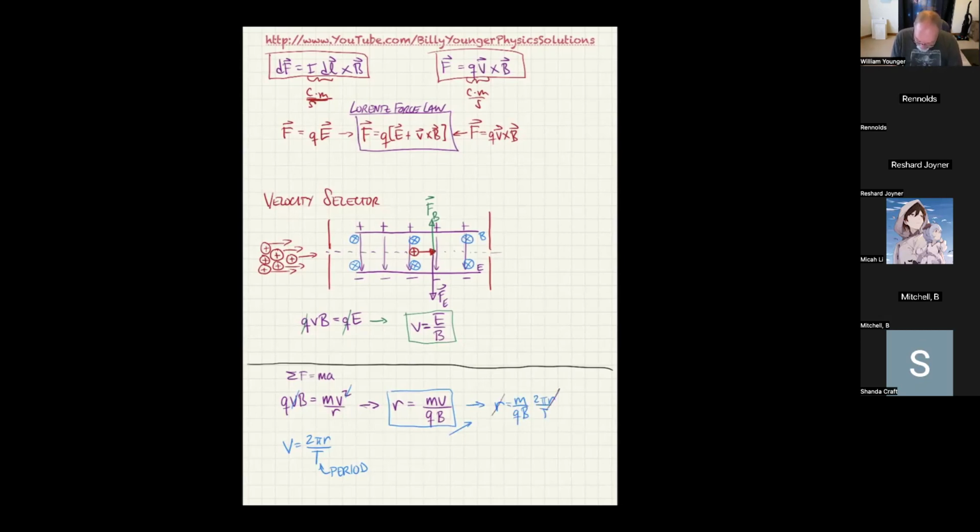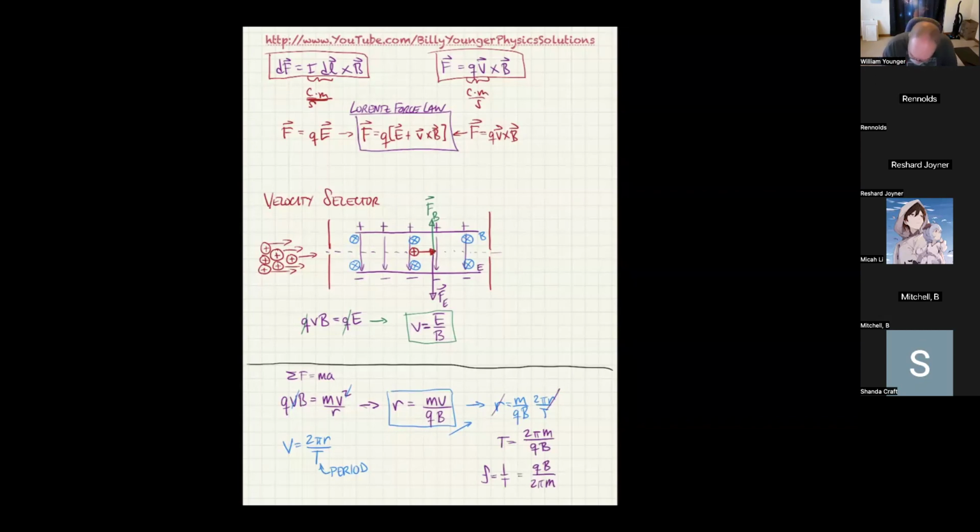And you could ultimately say that T, I'm going to write it in purple now, is actually equal to 2 pi m over qB. And of course, the frequency, which is 1 over the period, would be qB over 2 pi m. Let me make sure all my arithmetic and algebra is right here. T goes over there. That looks good. 2 pi m is on top. qB's. Yeah, that all looks good.